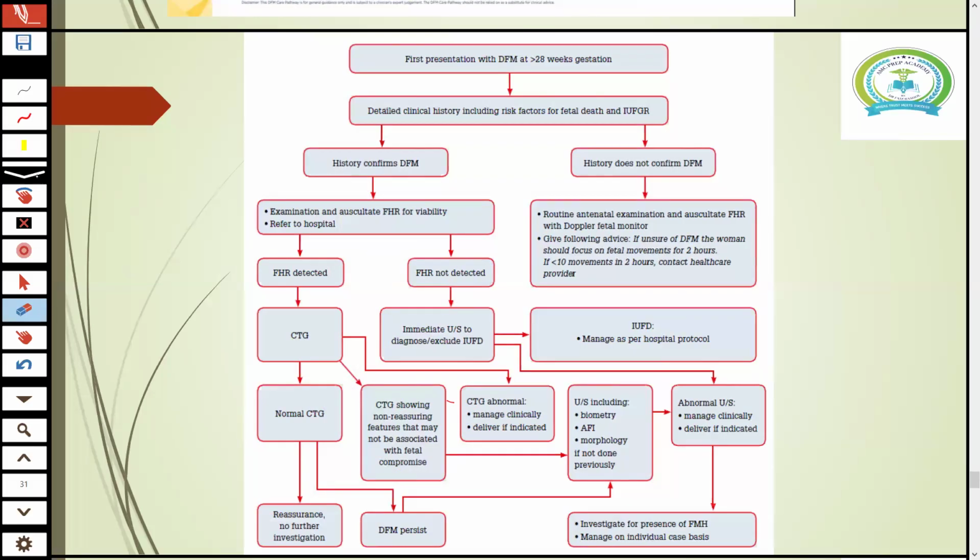So our scenario was, our patient was here when fetal heart rate not detected. In that case, we don't opt for CTG. We don't rush for delivery. We have to confirm the diagnosis of intrauterine fetal death. Okay.